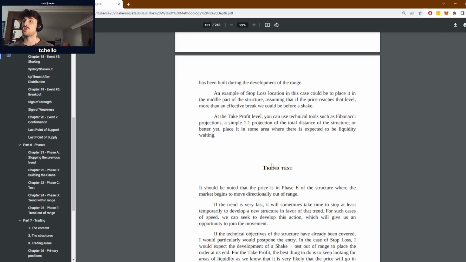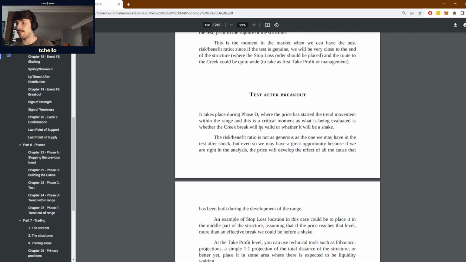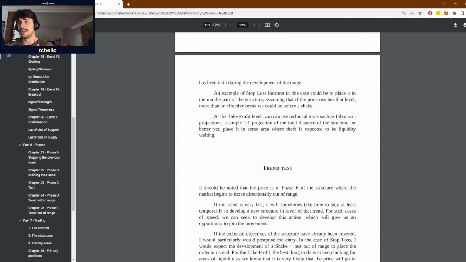And finally, a trend test. Now, again, Ruben points out where you should place your stop loss and where you should place your take profit, using technical tools like Fibonacci projections. Again, I don't think that is particularly useful, and if you use that, you will probably not be very successful, right?